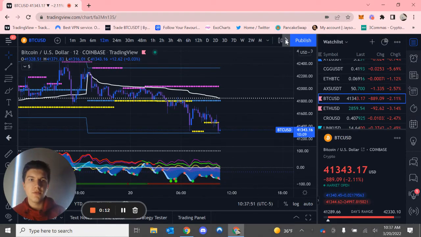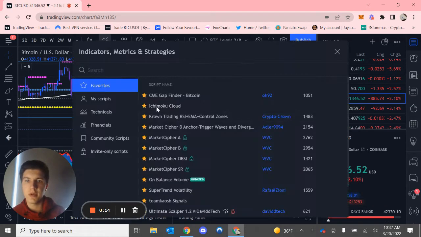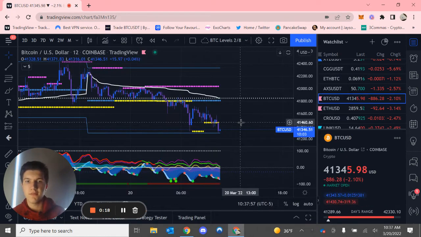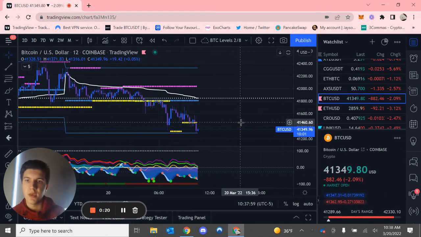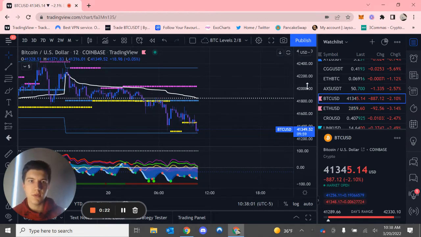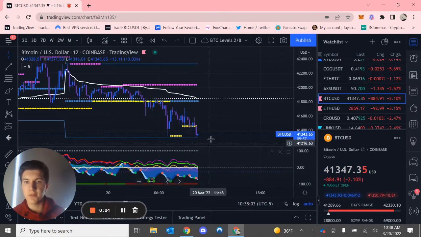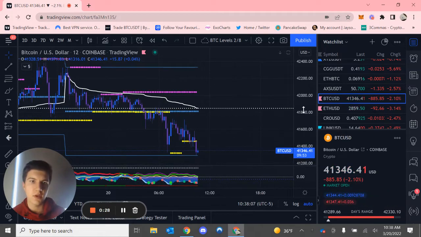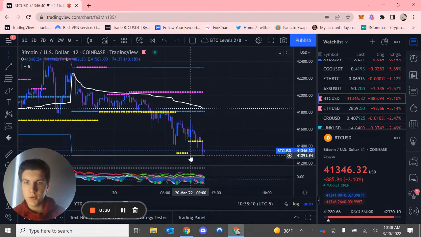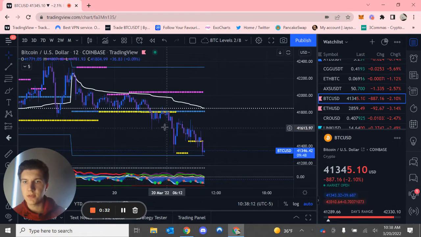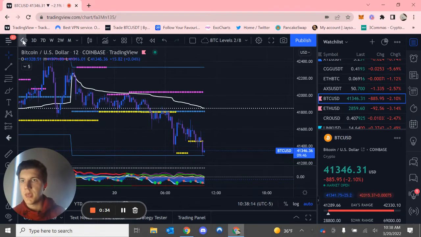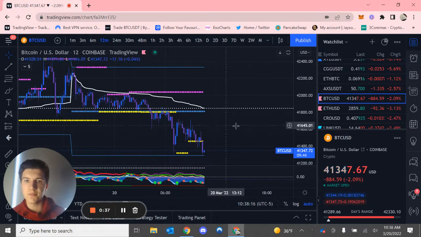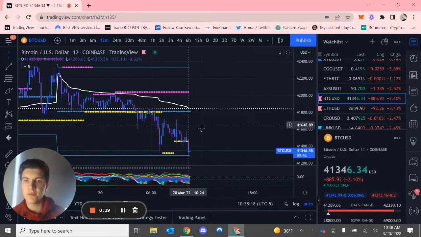Anyways, if we go to our indicators and turn on Market Cipher SR, which stands for support and resistance, as you can see here, I have it turned on my chart right now along with Market Cipher B, but right now we're just going to be focusing on Market Cipher SR. Based on the time frame, it will display support and resistances of that range.